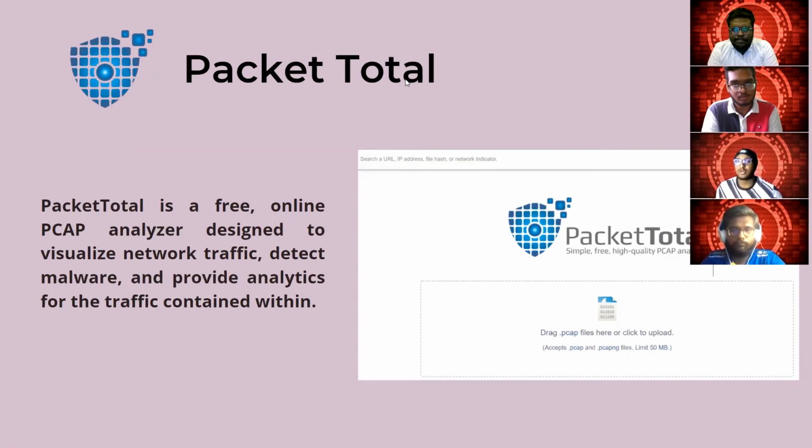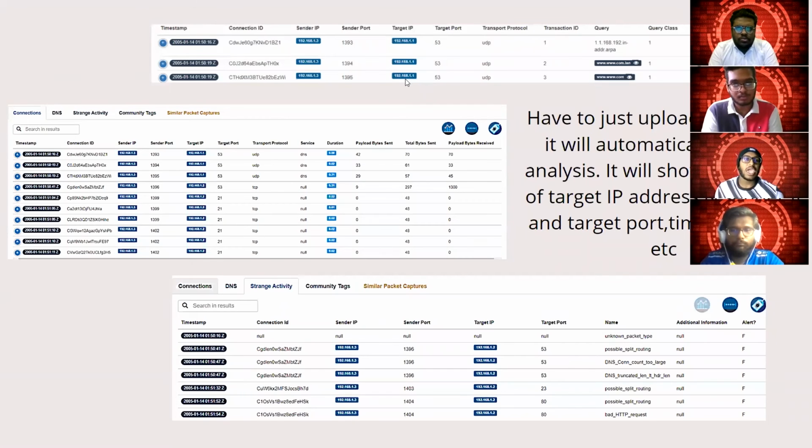So I have chosen Packet Total. Packet Total is a free online PCAP analyzer designed to visualize network traffic, detect malware, and provide analytics for the traffic contained within. Basically, it is only used for the format of PCAP files. As you can see in this analysis, just by scanning we're able to see the timestamp, connection ID, sender IP, sender port, like 1393, the target IP, target port 53, transport protocol, transaction ID, query and query class, and so on.